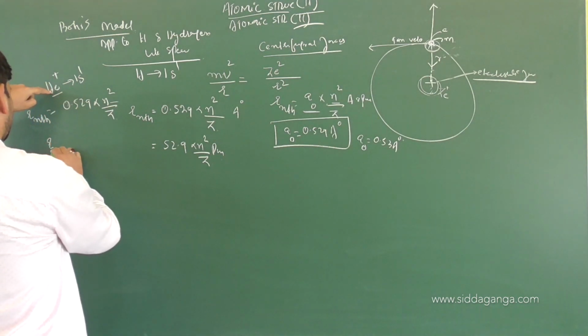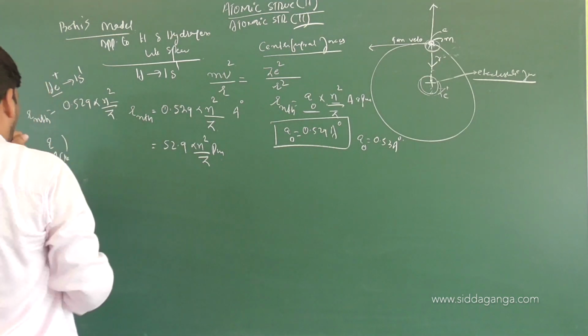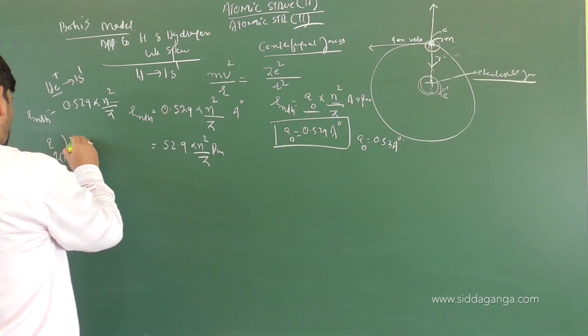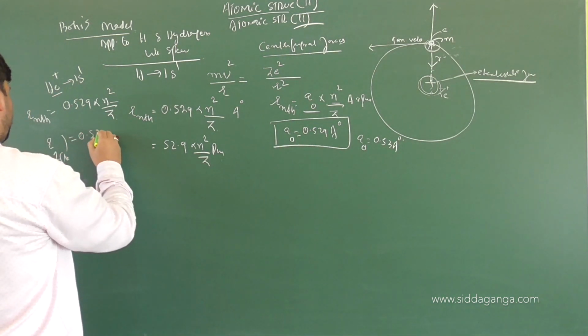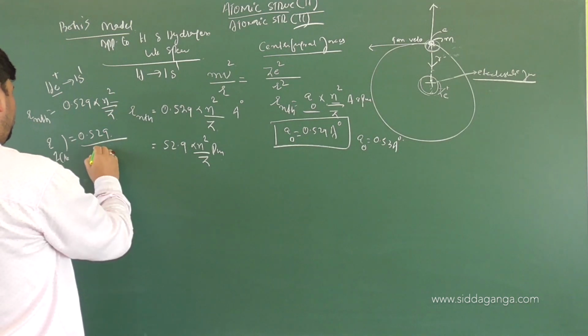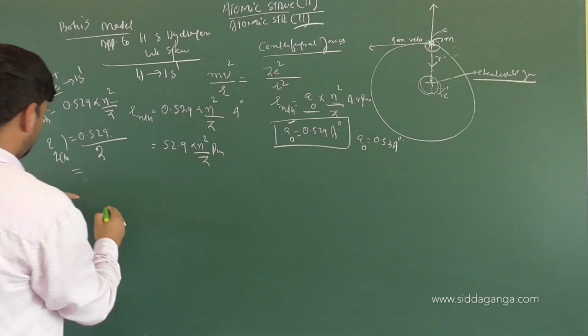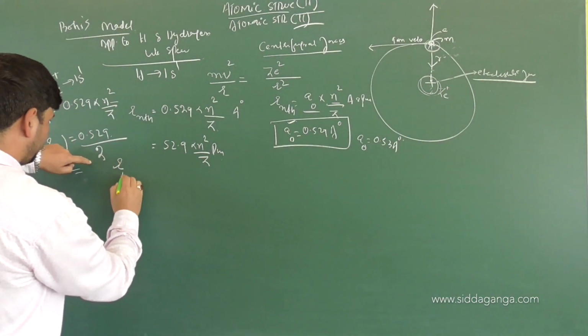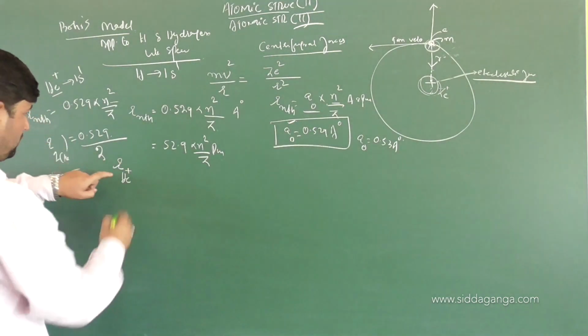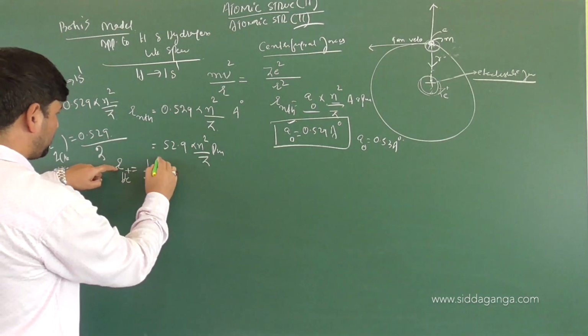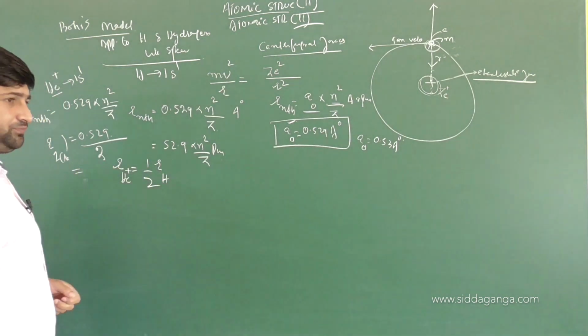So the radius of the first shell of helium plus will be equal to 0.529 divided by 2. 0.529 is A0. So the radius of helium plus equals half the radius of hydrogen.